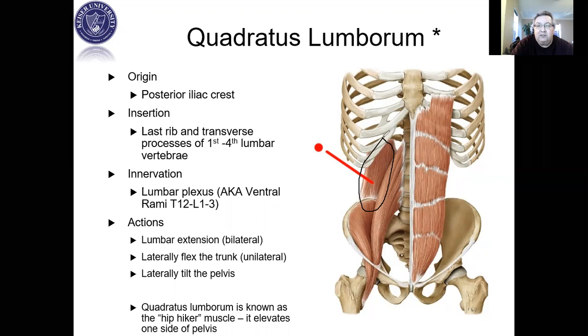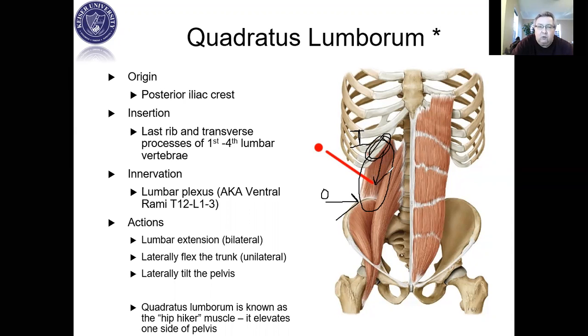So the Quadratus Lumborum has its origin down here on the iliac spine. All right, so here's its origin right here, and it inserts up here on the ribs. Okay, it inserts right in this area here on the ribs. So what happens is, again, the insertion comes closer to the origin like that.